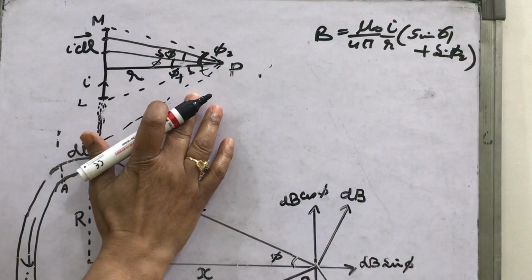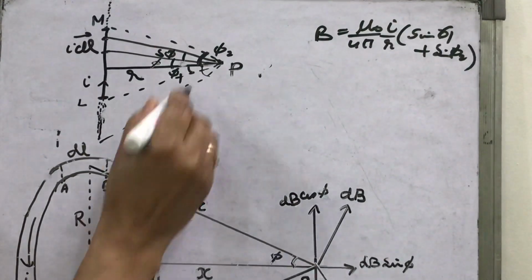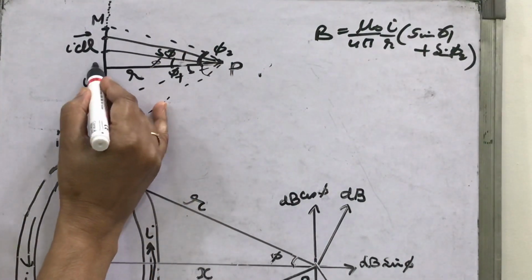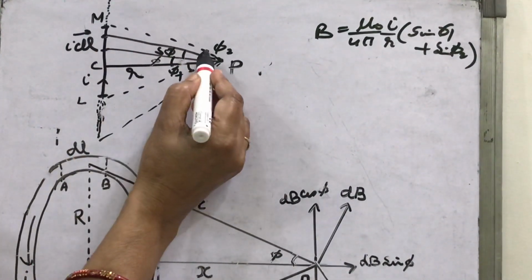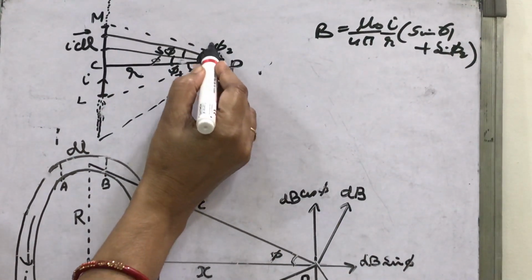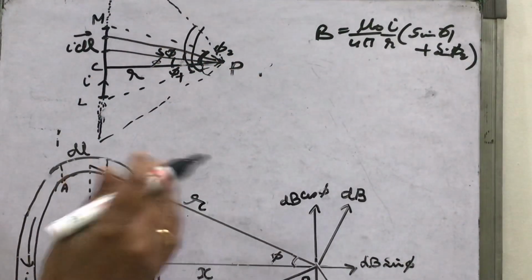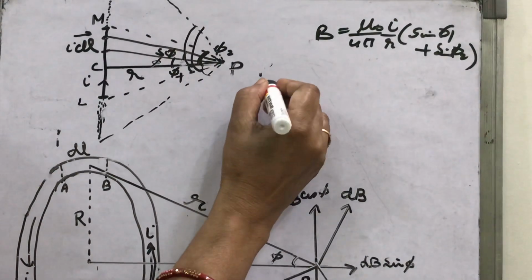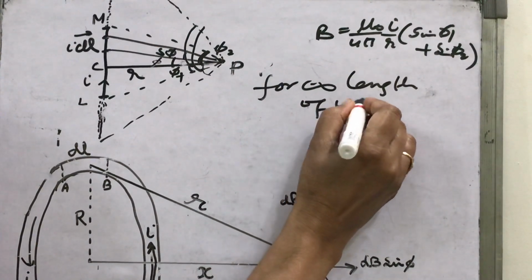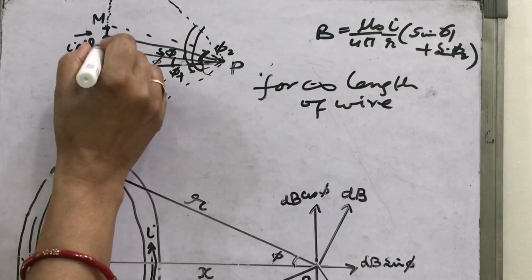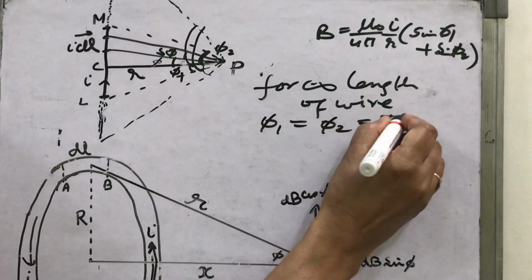Pi by 2. Similarly, if you extend M up to infinity, then the angle phi 2, between the perpendicular distance R from point P and the line MP, will also be extended, and this angle will also go up to pi by 2. So for infinite length of wire, the ends L and M are extended, so that phi 1 equal to phi 2 will become pi by 2.